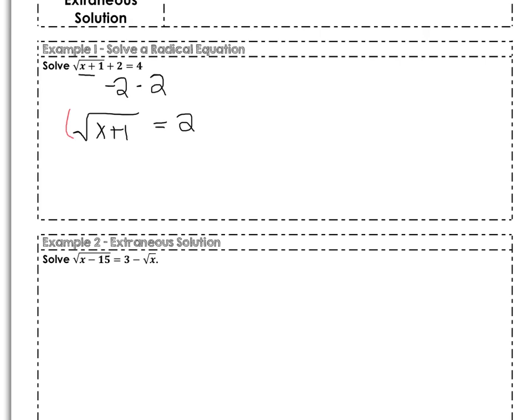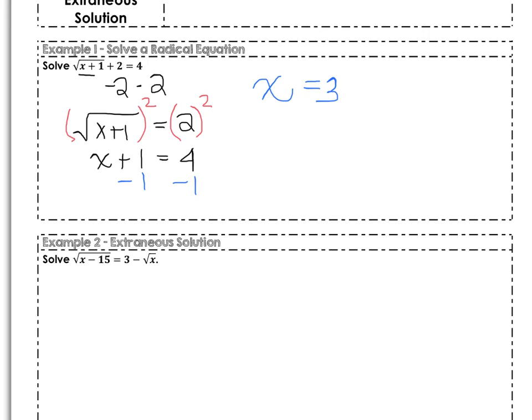Now this is a square root, and to get rid of a square root, I'm going to square both sides of my equation, giving me x plus 1 equals 4. Now the last thing I need to do is subtract 1 from both sides, giving me a solution of x equals 3.